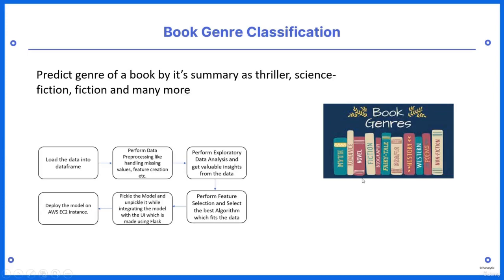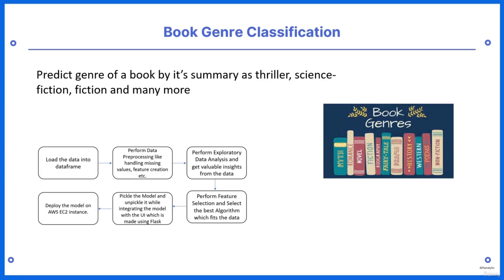Hi. So in this project we'll be looking at book genre classification. As the name suggests, it predicts the genre of a book based on the summary of the book. There are many classes which the model is trained on, that is thriller, science fiction, fiction, history and many more.